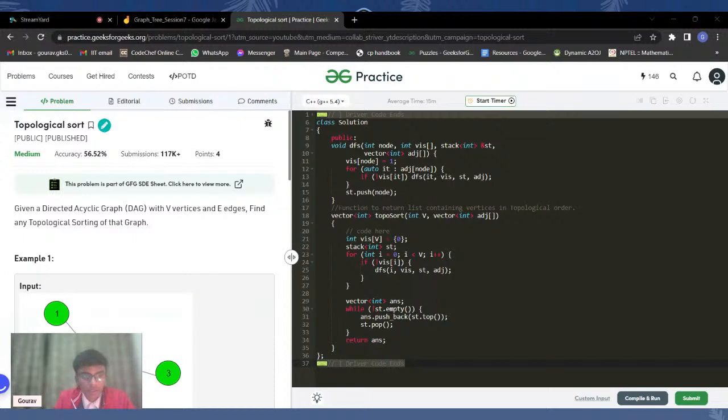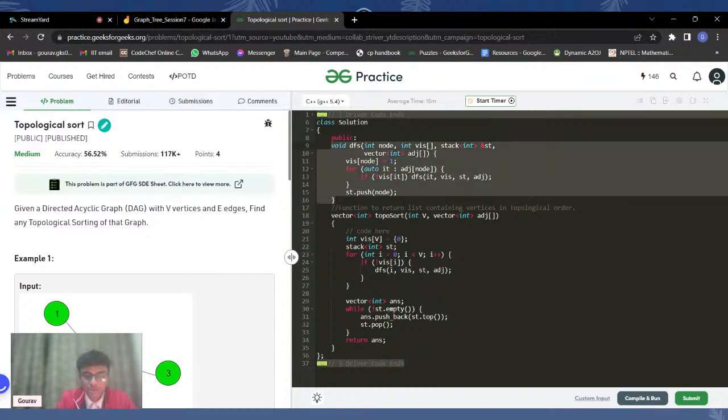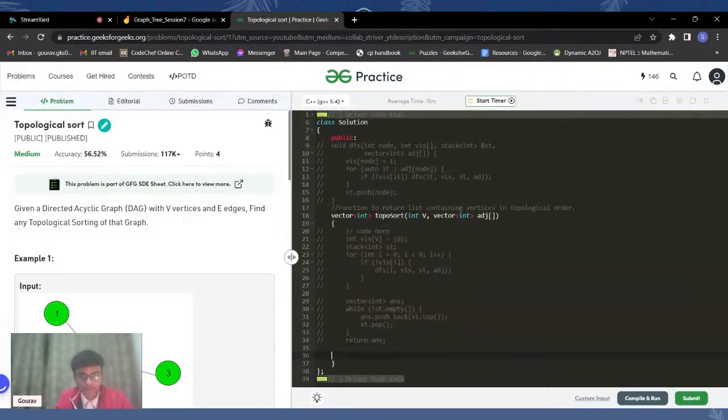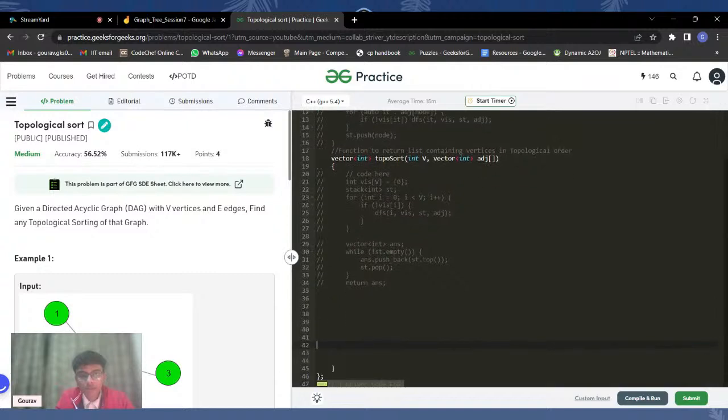Let's have a look at it. Okay, so this is the code for the DFS approach that we had used previously. So let me comment it out so that it stays on the screen. I solved this in the last session. Okay, so now I will be showing you the code for writing it in the other way.